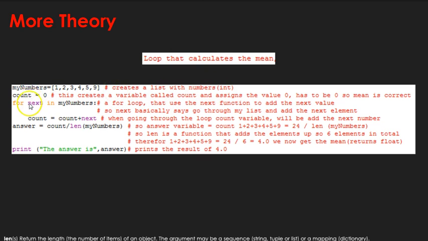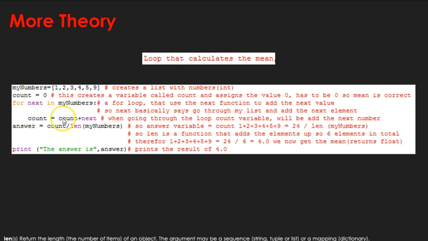We've got the count function. We've got a for next in my numbers. So it's a loop that uses the next function to add to the next value. So the next section, or the next statement, basically says go through my list and add the next element. Okay, so we'll keep adding the next element.